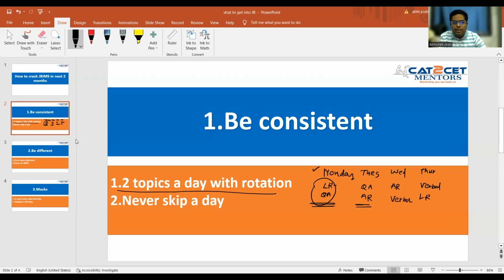Second thing is that never skip a day. You are not going to skip a single day. You just have 60, 65 days in your hand, so you're not going to take a break. Instead, if you want to take a break, let's say there's a day where you are going to do QA and LR, skip QA for the day, but at least do one topic for that particular day. Don't waste a complete day without doing anything.